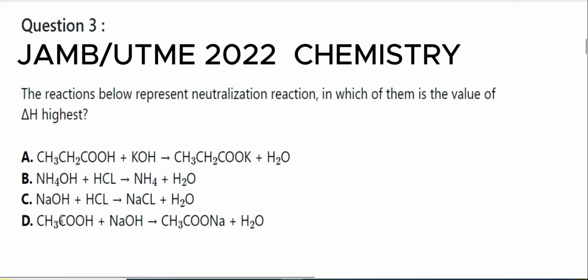Option D, we have ethanoic acid, a weak acid. In fact, all organic acids are weak acids, and sodium hydroxide is a strong base. So out of options A to D, option C is the only one that has a strong acid and a strong base. So option C will be our answer. To know more about strong acid, strong base, weak acid, and weak base, you can check out this video.